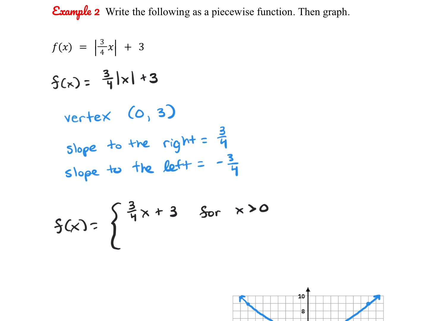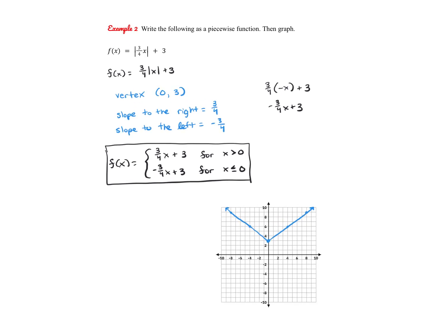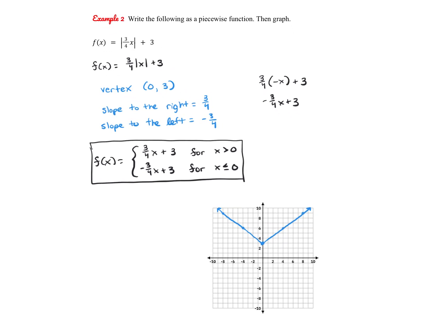So anything to the left of our vertex, essentially anything inside our absolute value, should be made opposite. And then we're just going to simplify that. So it does just become -3/4x plus 3. And that's going to be for everything, for all x values less than or equal to 0. And again, it doesn't matter which piece you include 0. Could be here or here, just not both and not neither. So there you have it for this example.